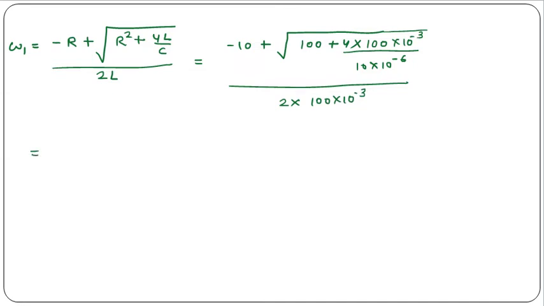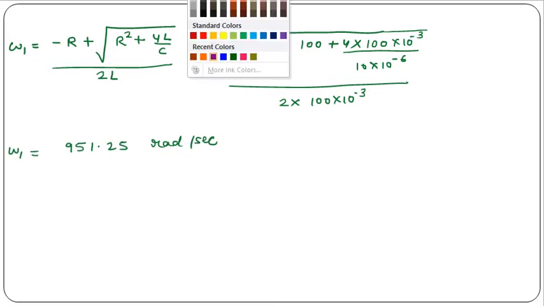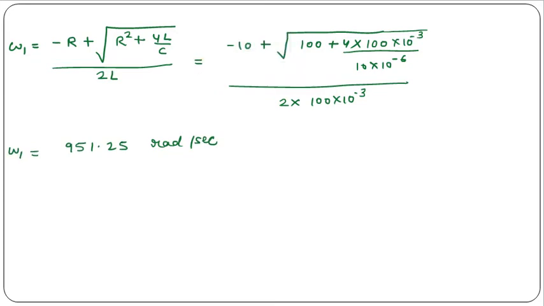So if we simplify this expression, we are getting 951.25 radian per second. This is omega 1, that is the lower cutoff frequency. Similarly, we can calculate omega 2, that is the upper cutoff frequency.